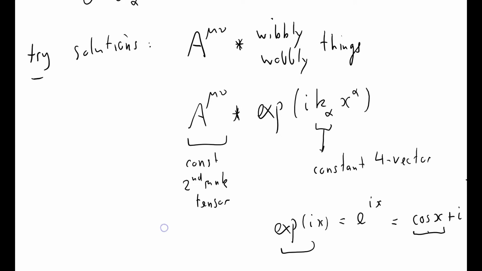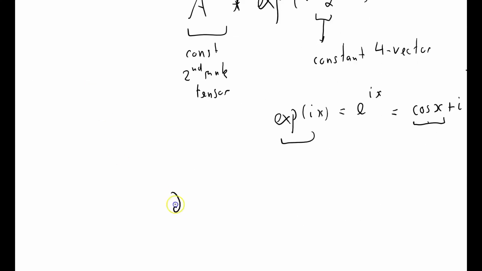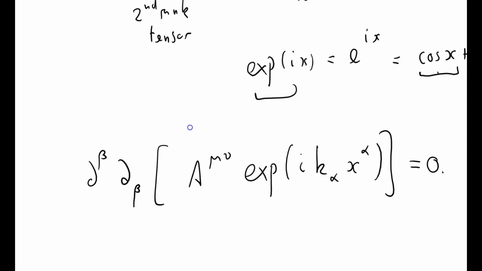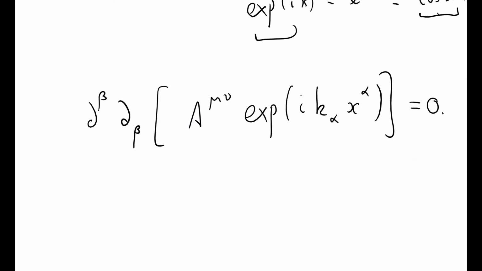So where's my equation? It's ∂α, no, I can't have a repeated index. I'm going to call that beta. ∂β acting on a^μν exp of i k_α x^α, and this equals 0 by the Einstein field equation. Okay. So it's ∂β. I'm going to change notation a little bit. That's ∂ by ∂x^β.